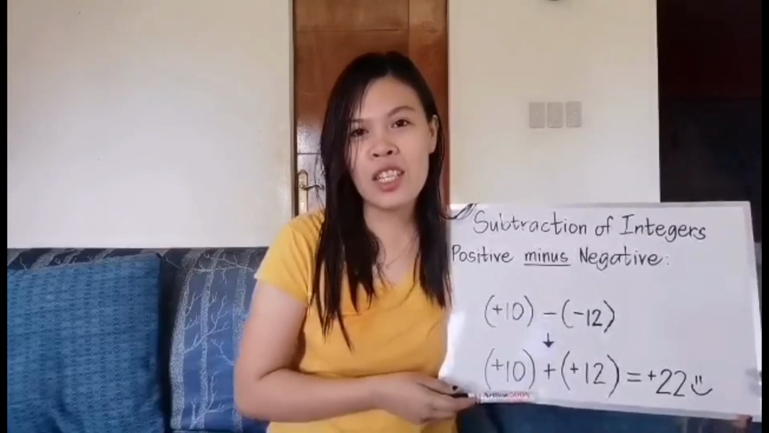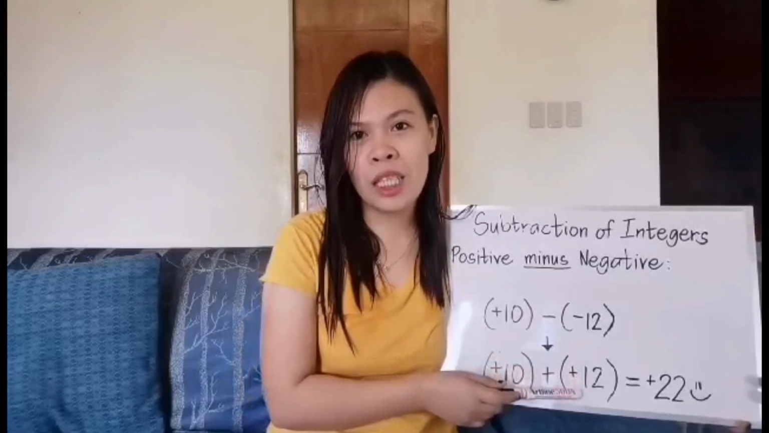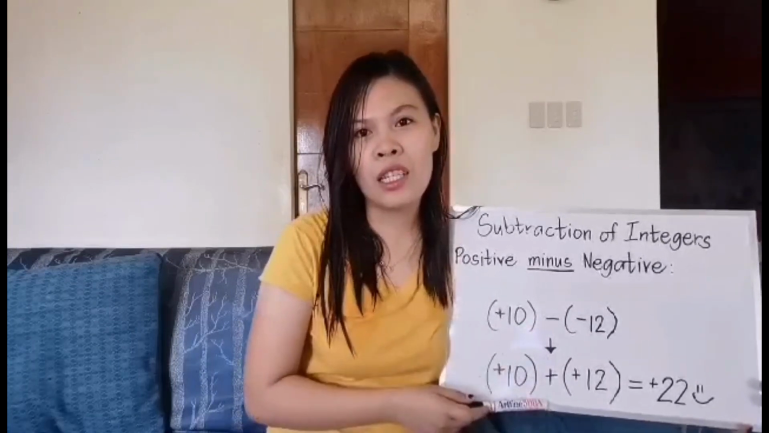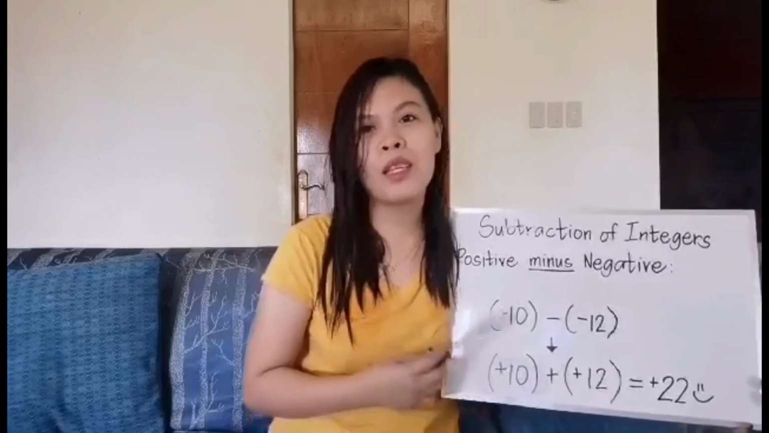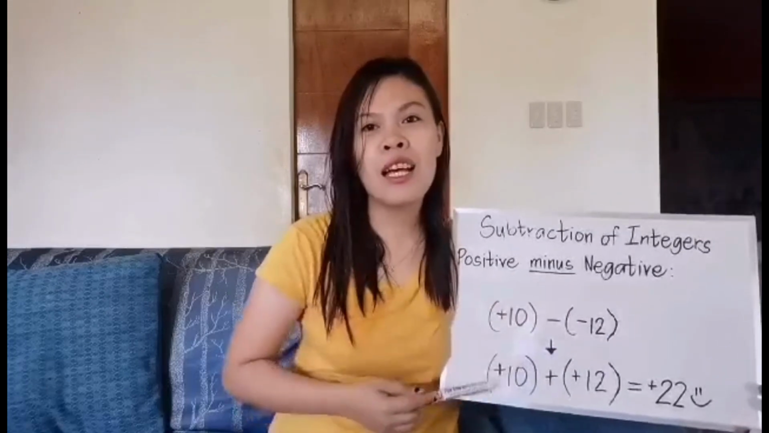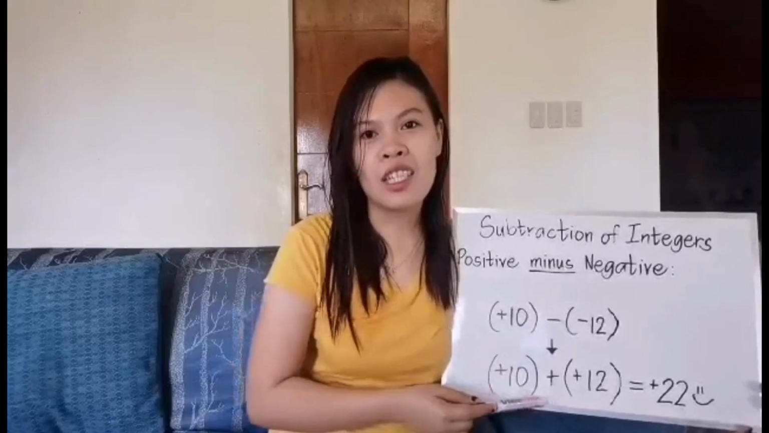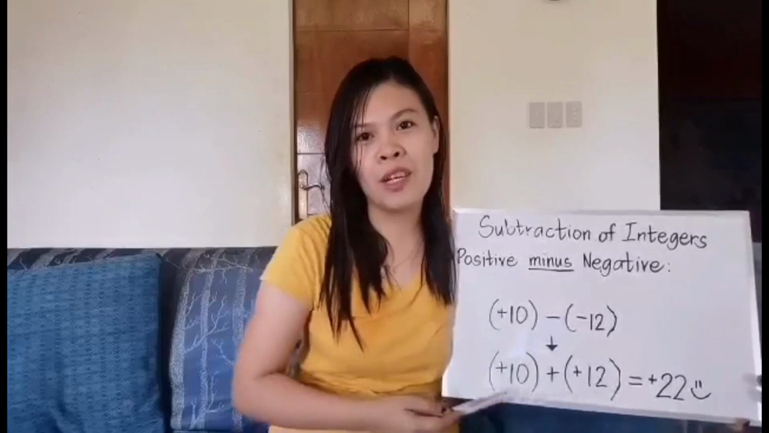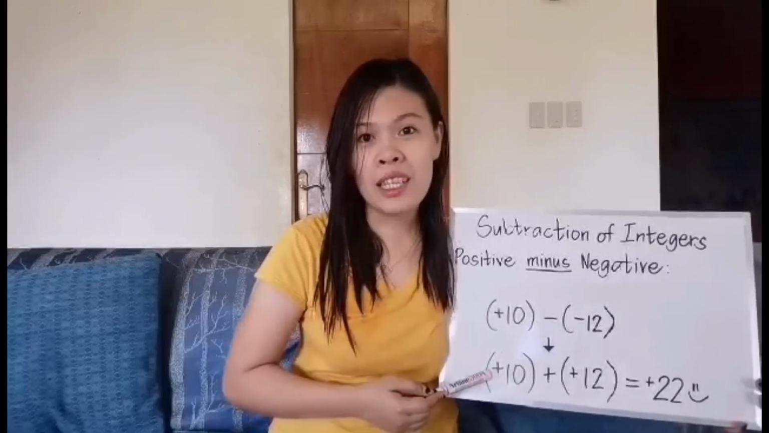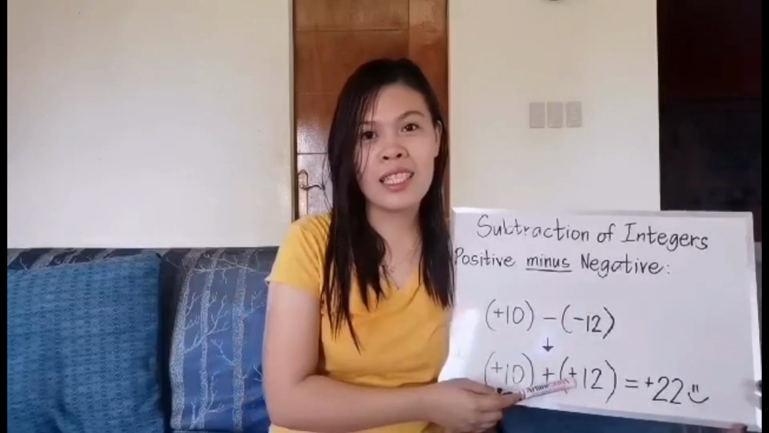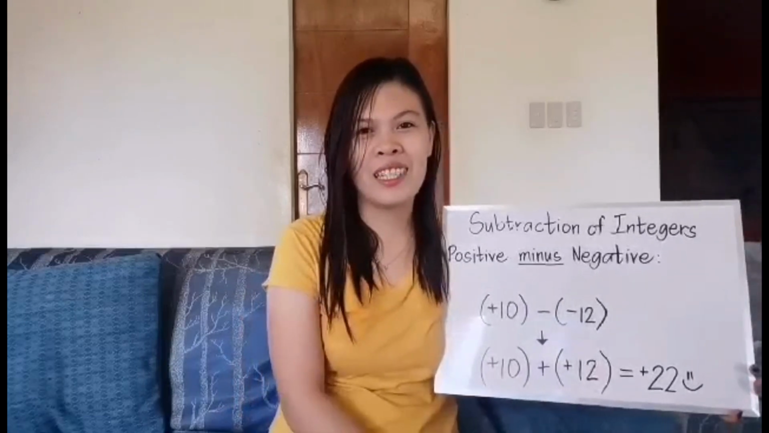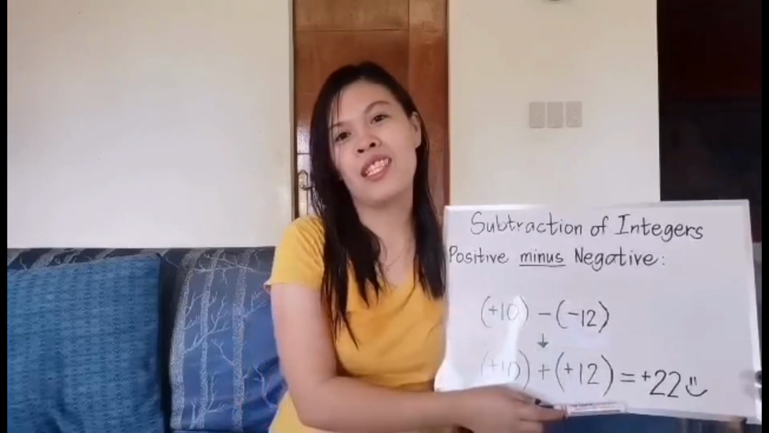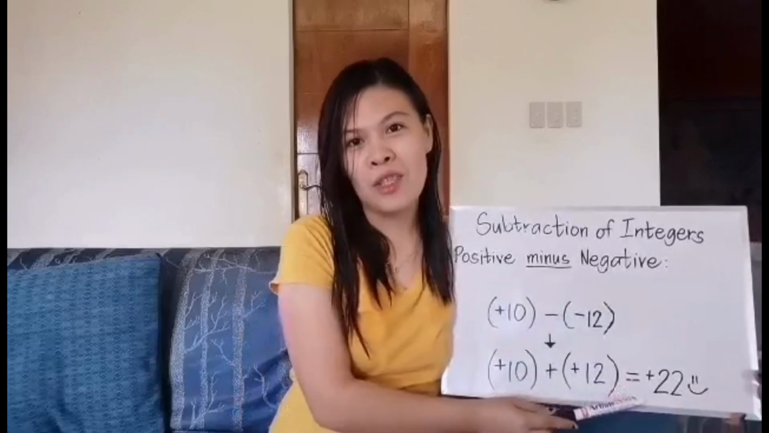Take note, only the sign of the minuend was changed. After we change the sign of the minuend, we proceed to addition. So, we have followed the rule. Let's now apply addition. How do we add positive 10 plus positive 12? The rule: positive plus positive is equal to positive. So, positive 10 plus positive 12 is equal to positive 20.